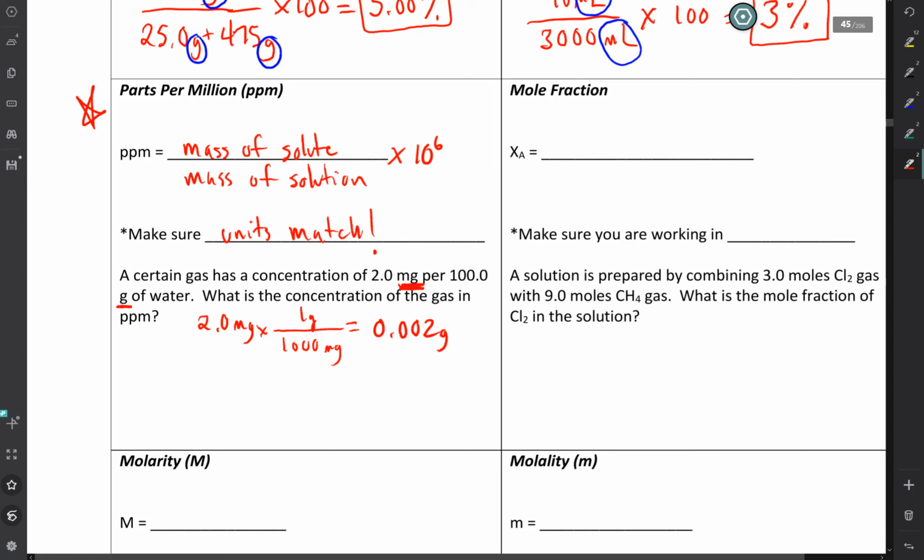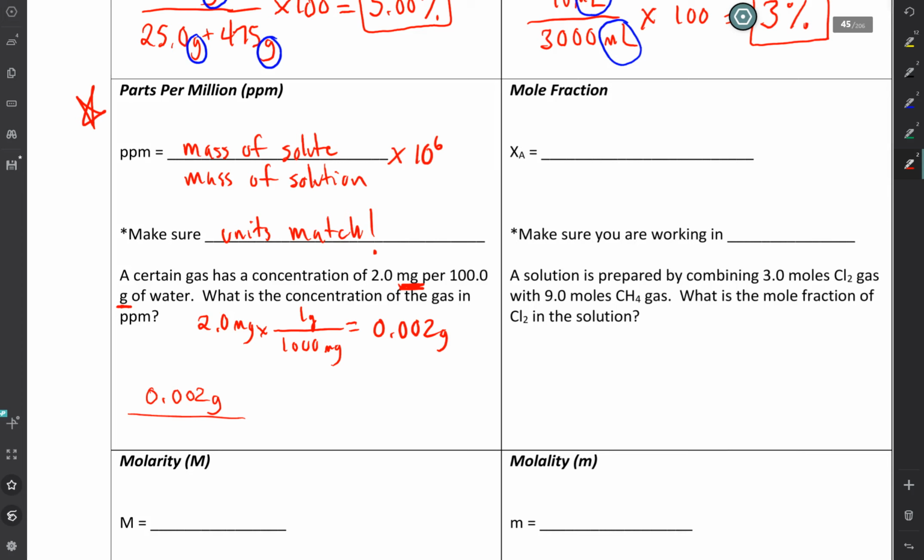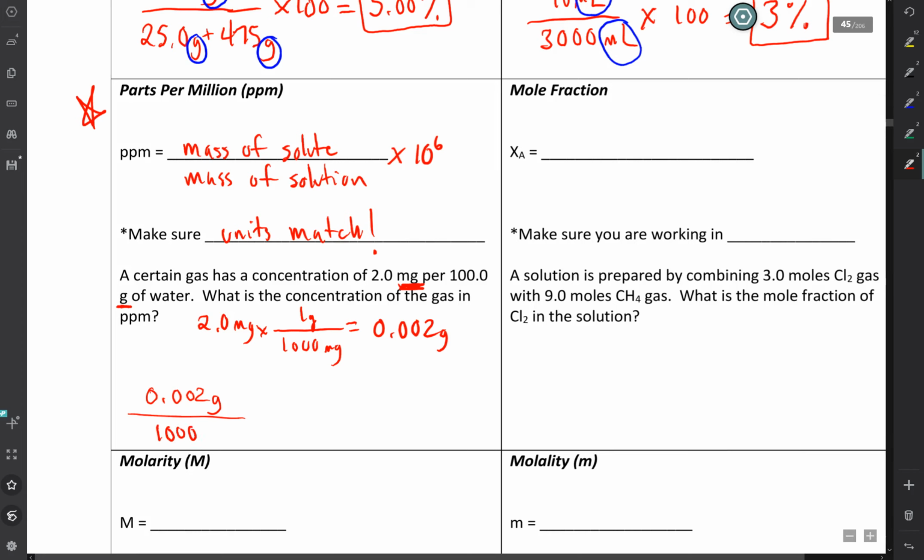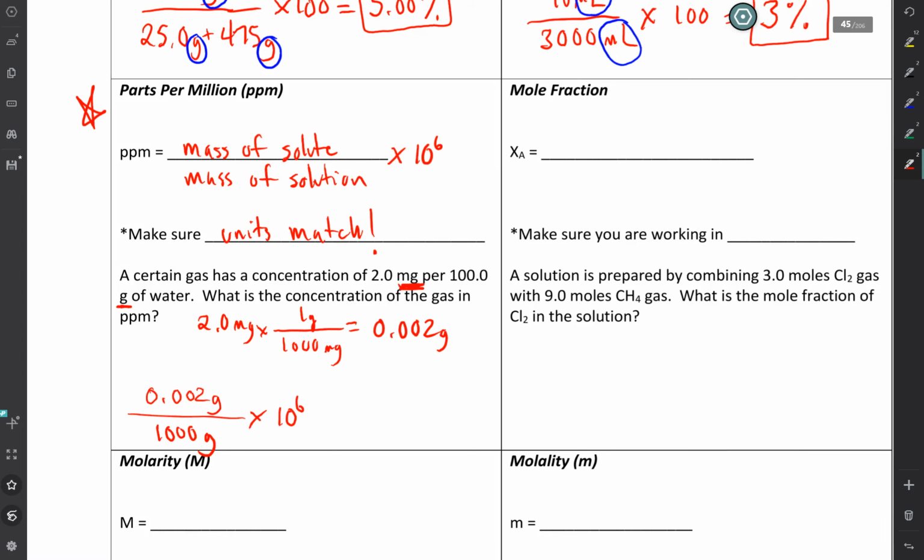Now I can plug in. I know the mass of my solute, 0.002 grams. I know the mass of the solution. Some people will go ahead and add in that 0.002 grams. Technically, from a significant figure perspective, you really shouldn't. But the bottom line is it's going to make a pretty minimal impact on your calculation. So I've got 0.002 grams divided by 1,000 grams.